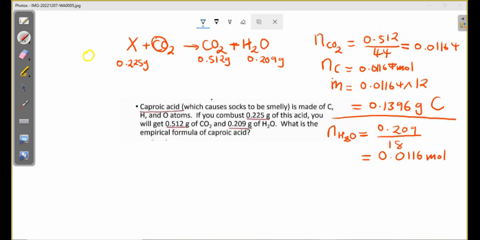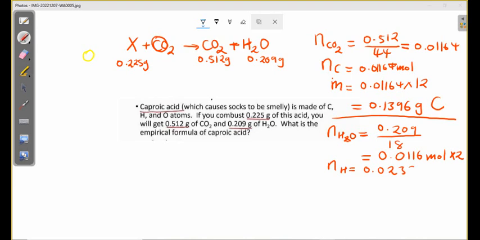Before we get the mass, let's get the number of moles of hydrogen. We know that for every 1 mole of water, we have got 2 moles of hydrogen. So this answer that we have is the moles of water. Multiply it by 2 to get the moles of hydrogen, because for every 1 mole of water, we've got 2 moles of hydrogen. What will be the moles of hydrogen? 0.0232 moles.